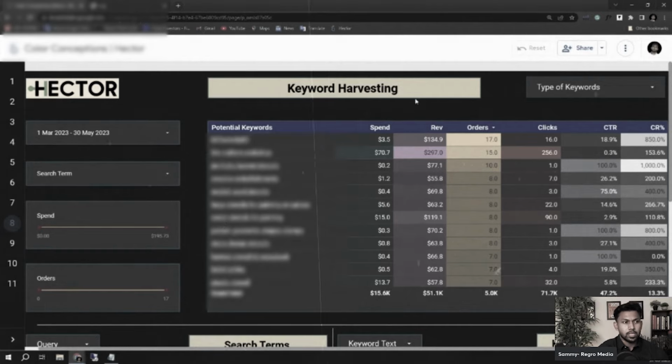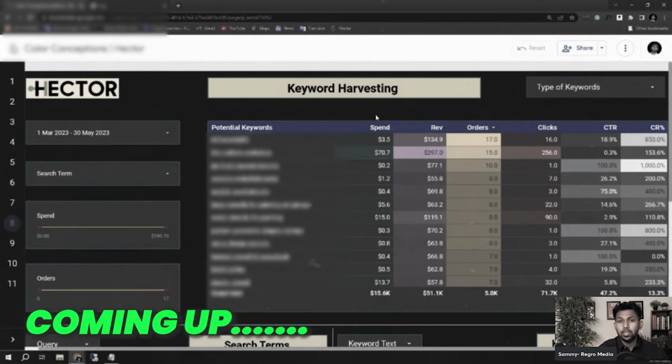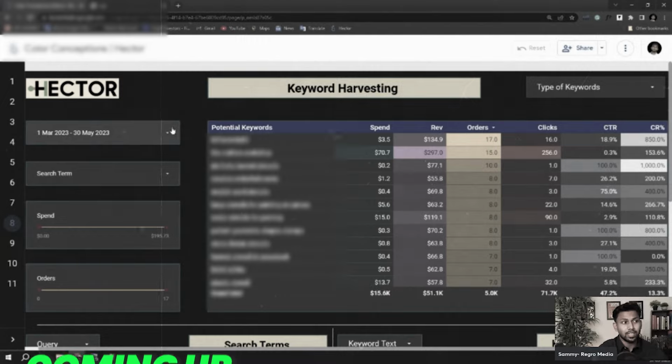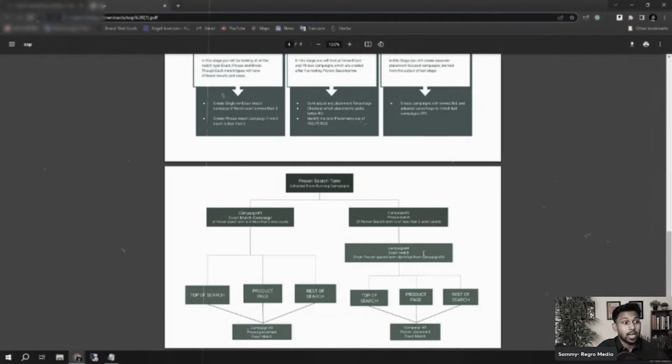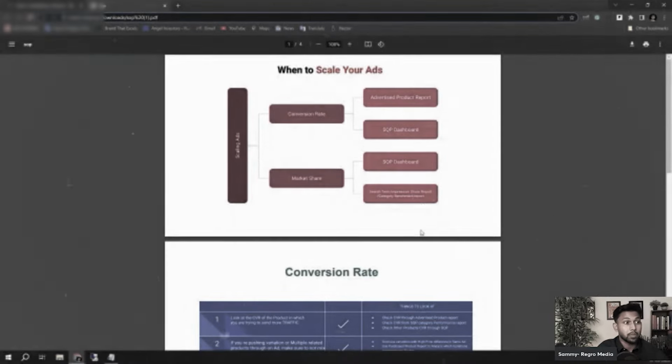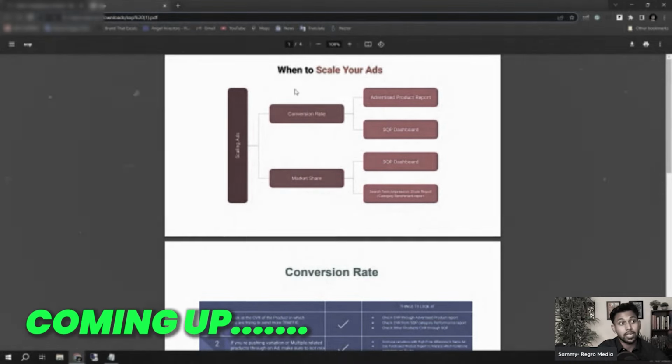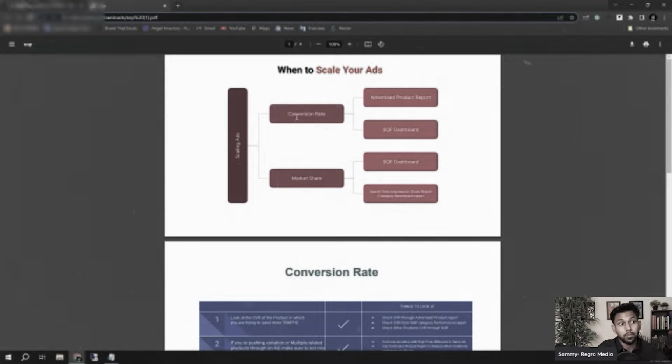So here you can see these are the potential keywords. Now what do I mean by potential keywords? Now before that, this is a tool called Hector. If you want a 30-day free trial, this is what I needed to show you. This is a checklist I would probably give you. Now when to scale your ads. Scaling your ads, probably you have to look at few metrics here: conversion rate and the market share.